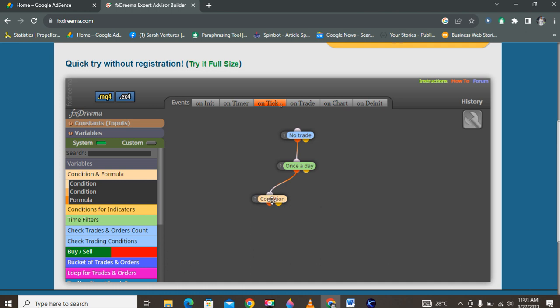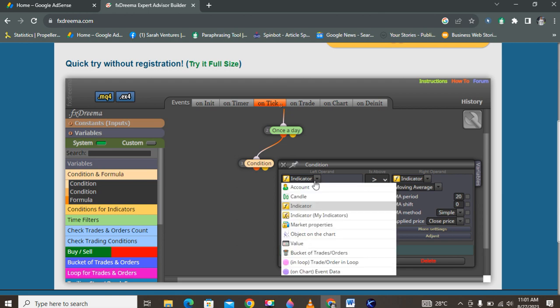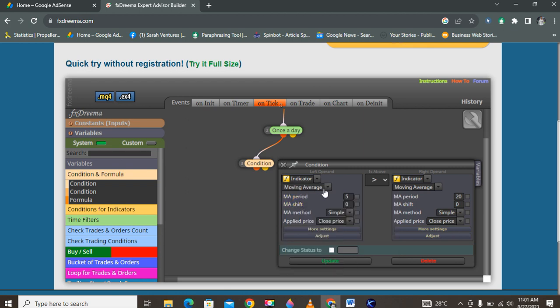Then you double click on the condition for us to be able to set our conditions. You double click on it, and this window will appear. Now, the first one is telling you, what would you like to use? Is it indicators, candlestick patterns, or any other pattern? But for this video, we're using indicator. Now, which indicator are we using?